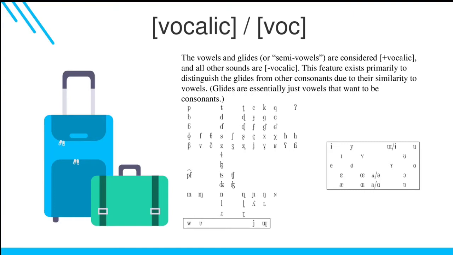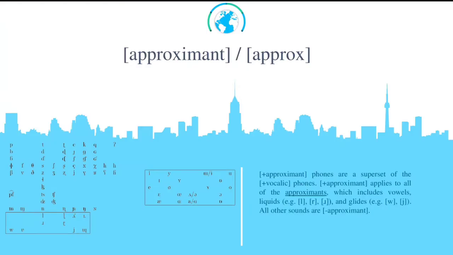Vocalic. The vowels and glides or semi-vowels are considered vocalic, and all other sounds are not vocalic. These features exist primarily to distinguish the glides from other consonants due to their similarity to vowels. Glides are essentially just vowels that want to be consonants. Approximants. Approximant phones are a superset of the vocalic phones. Approximant applies to all of the approximants, which include vowels, liquids, and glides. All other sounds are not approximants.